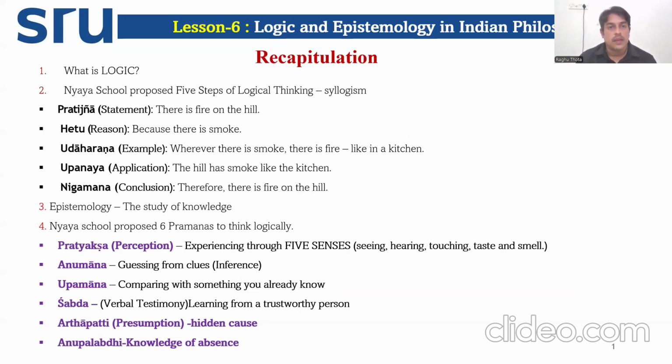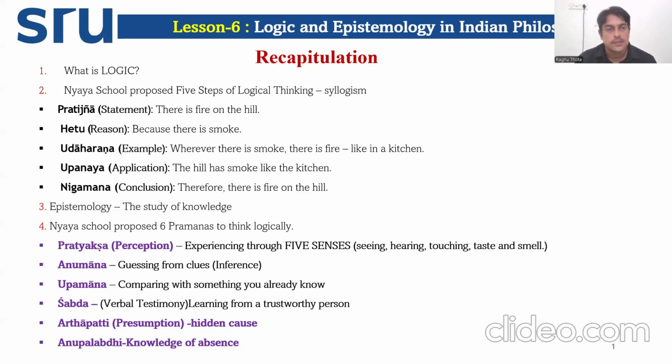Now let's recapitulate lesson number 6, logic and epistemology in Indian philosophy. Under lesson number 6, we had a discussion on 4 important points: what is logic, what are the 5 steps of logical thinking proposed by Nyaya school, what is the meaning of the term epistemology, and what are the 6 pramanas, that is, 6 different ways of logical thinking. Let us briefly discuss each point.